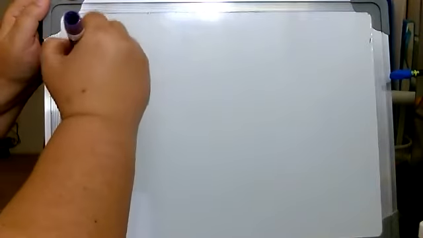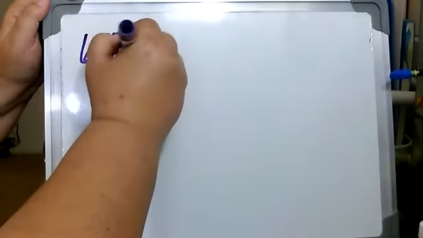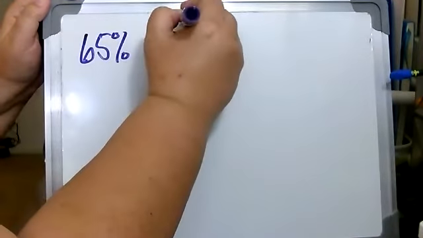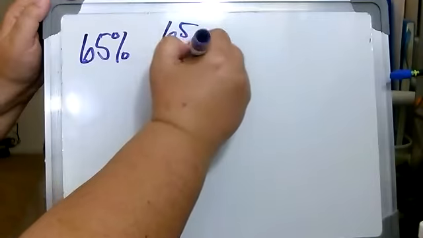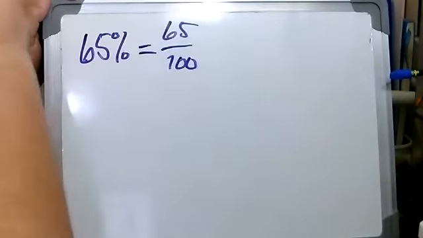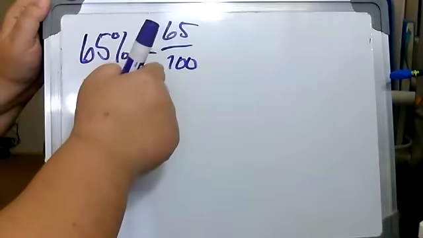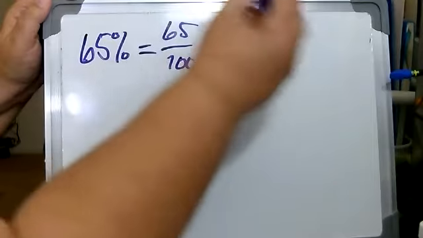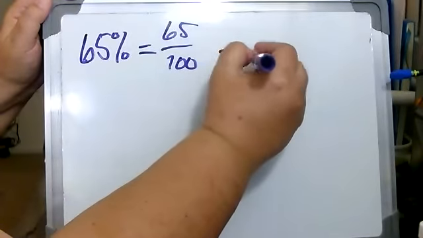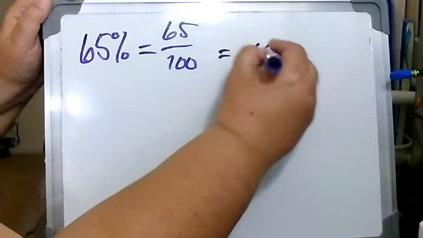Okay. So now to write a percentage as a decimal, you'd have to remember about where your decimal point goes in terms of a decimal. So 65%, you can write it as 65 over 100. And that's 65 hundredths, which you would write as 0.65.